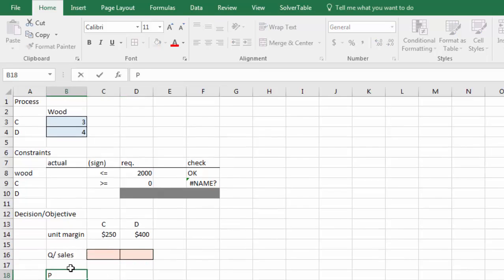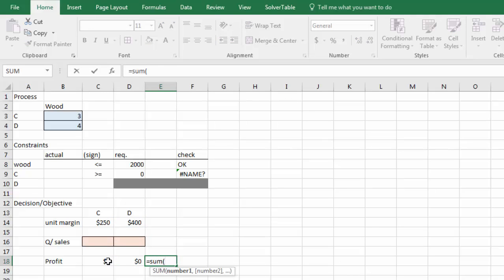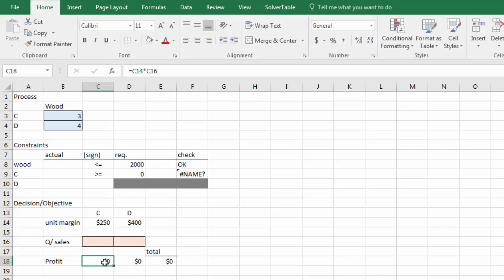And finally, profit is simply equal to unit margin times sales for each. I can actually fill that. Let me make sure my function's right there. Yep, unit margin times sales, and then total equals the sum of those. And I'll label that total. And this time I'll just highlight my total profit in gray as my objective variable.